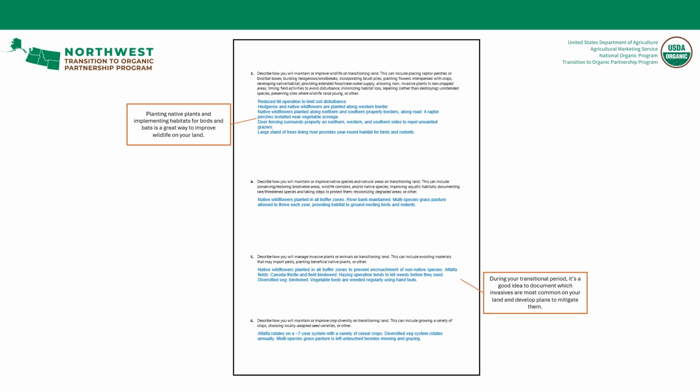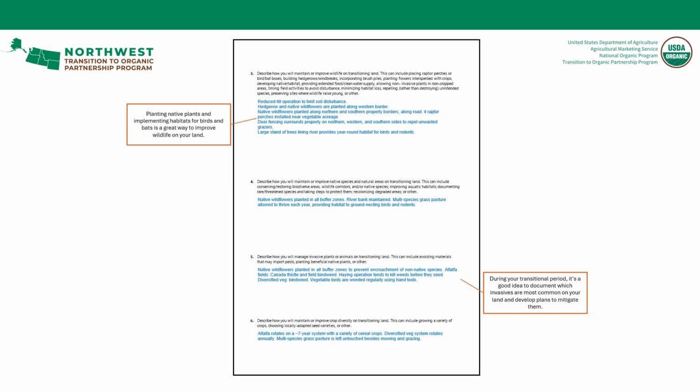What are the most common invasive species that you deal with on your land? How will you prevent the encroachment of these species? Do you utilize cover crops to dampen weed pressure, or do you weed regularly? As you transition, develop plans to mitigate invasive species on your operation.